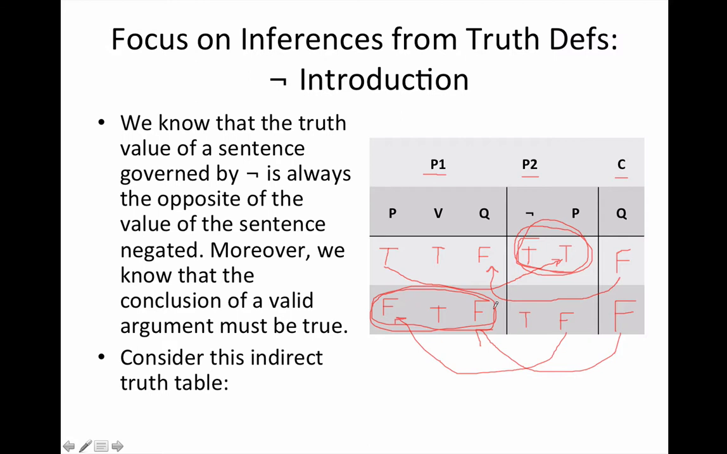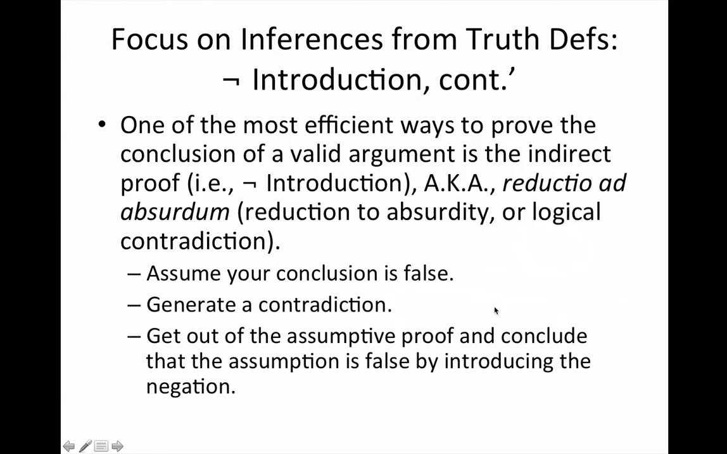So what the indirect truth table shows us is when we have a valid argument, but we assume that the argument is instead invalid, we run into a contradiction at the level of the truth definitions for the relevant connectives. And this notion of contradictory values is what's at the heart of negation introduction. This is a rule, also known as indirect proof. It is also a reductio ad absurdum, or reduction to a logical contradiction.